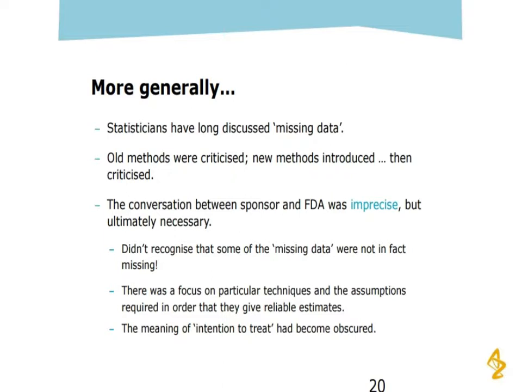So what we're talking about here is that in the old days, as it were, there were lots of techniques for missing data being discussed. Some were criticized, then there were some new methods, and then they were criticized as well. But when you think about it more carefully in a particular problem like the diabetes one, you see that there was an imprecise definition of the question. So that was the problem. And in all of this, the meaning of the ITT, intention to treat analysis, which is a principle to include all randomized patients, essentially, had been obscured in the complications that can happen to patients after randomization.